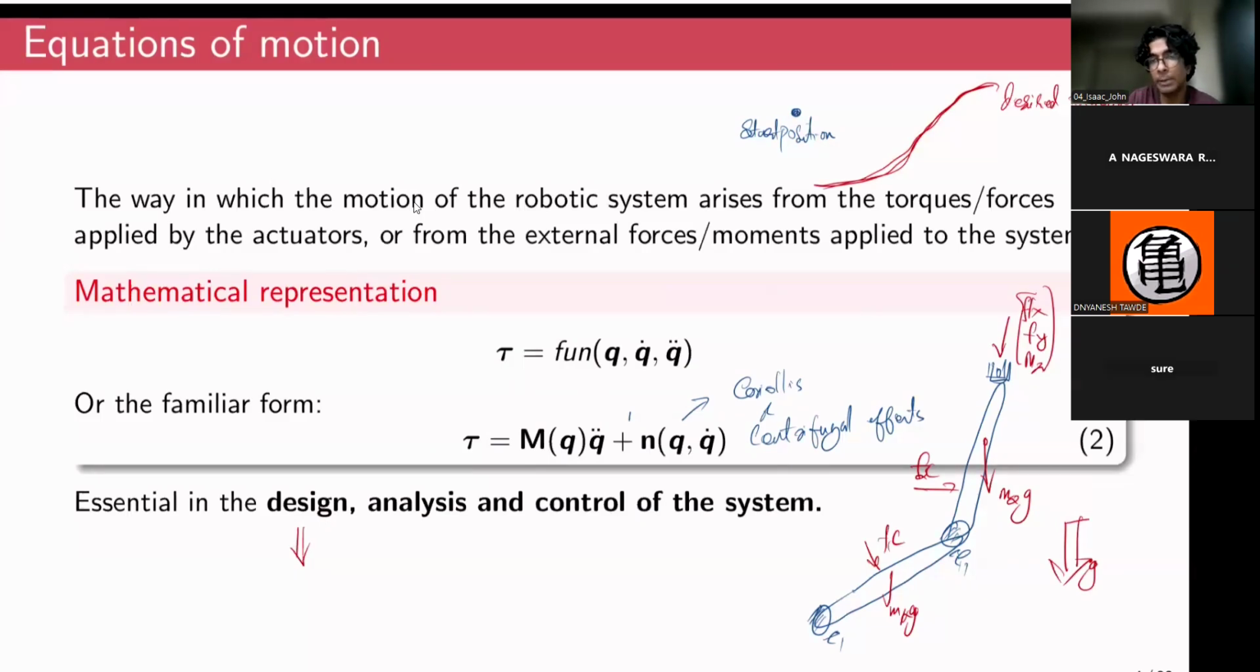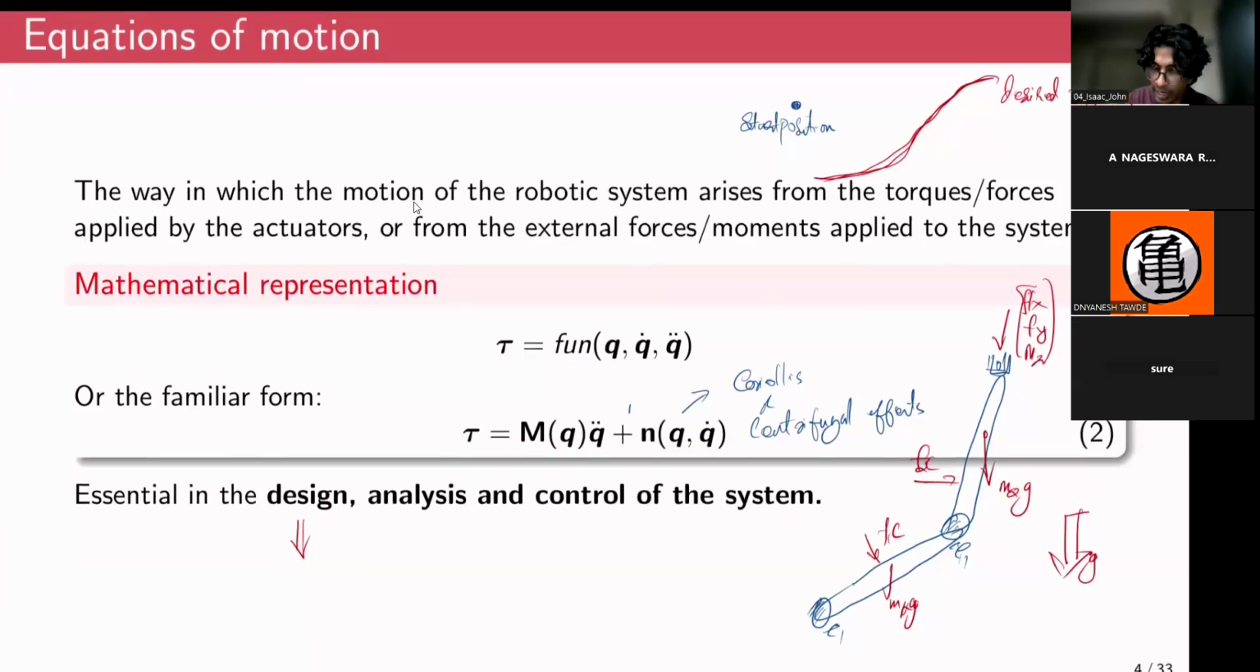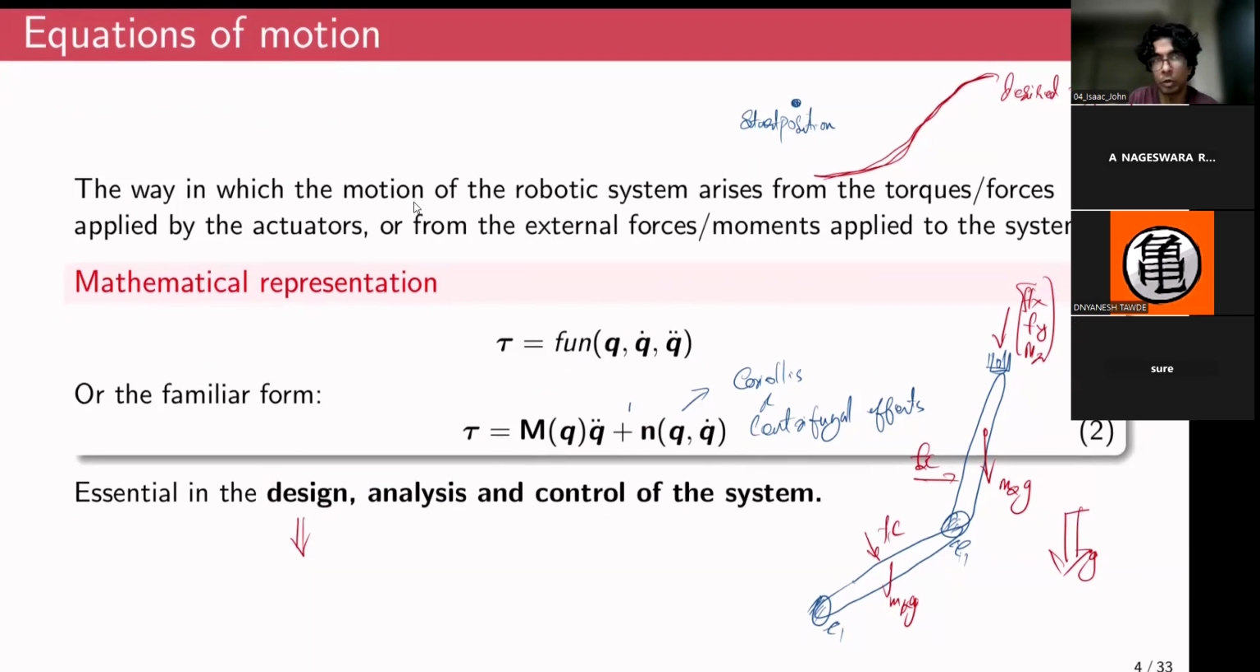So for that purpose also, we need a dynamic representation, a mathematical representation of a robotic manipulator. So that's why we need to derive the equations of motion for the purposes of design, analysis, and control of robotic systems.